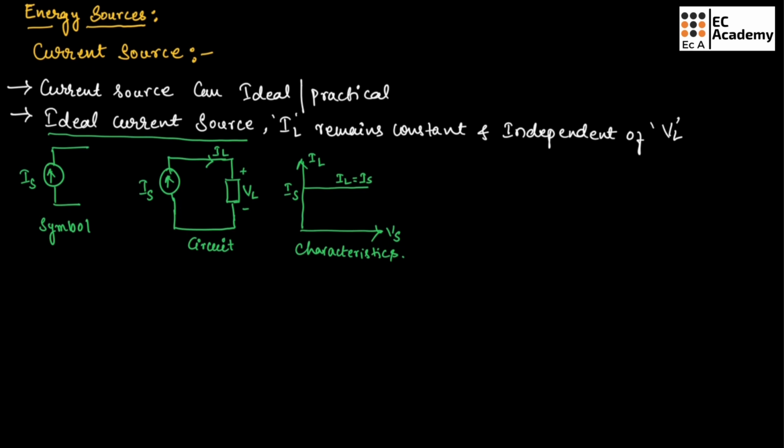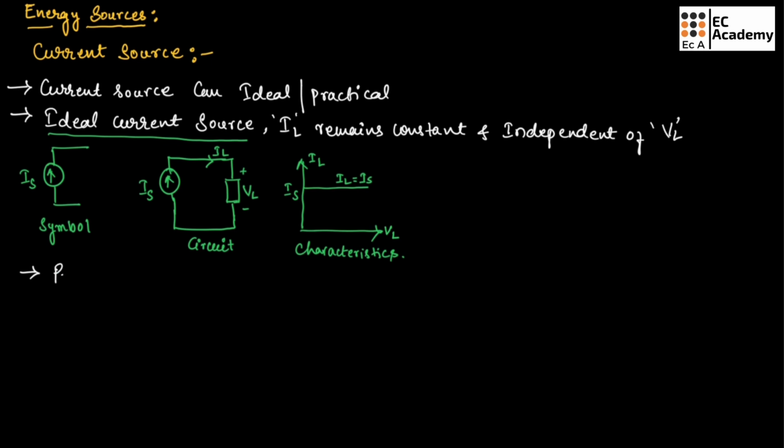In an ideal current source, the current IL will be independent of the voltage VL across the load. These are the characteristics of an ideal current source. Here, as you can observe, the current IL remains constant and it is independent of the load voltage VL.